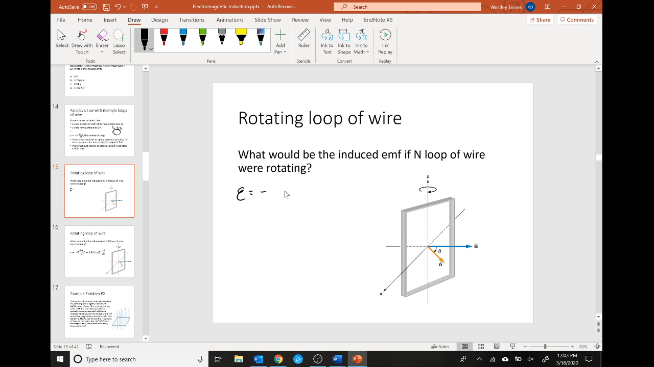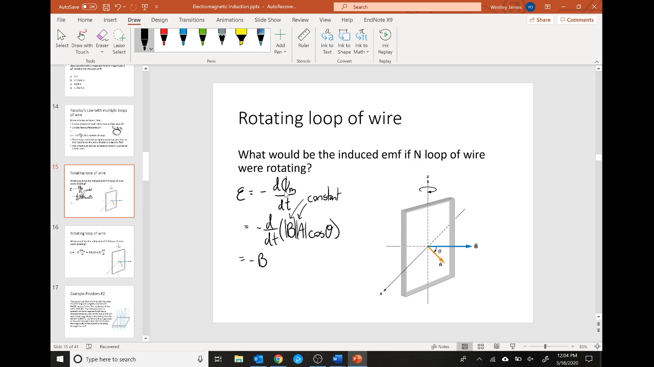EMF equals negative change in flux with respect to time. Well, we're going to go ahead and plug in that same d dt of B, A, cosine theta. In this problem, we assume that these two are constant. We're saying, okay, the magnetic field is constant, same direction, same magnitude. The area is constant. I have this loop. I'm not deforming it. I'm not making it bigger or smaller, but it is rotating. So the angle is changing.